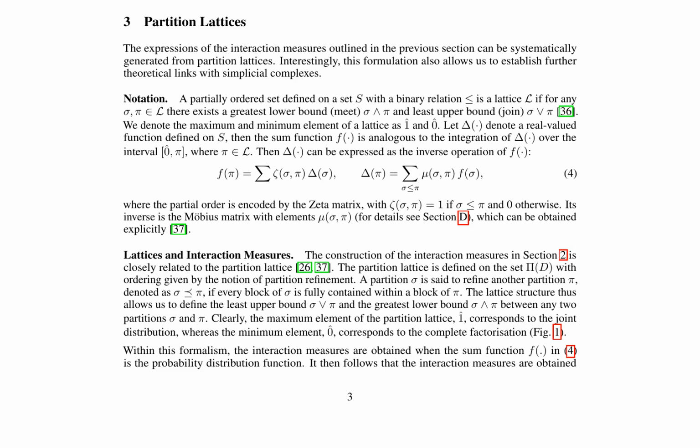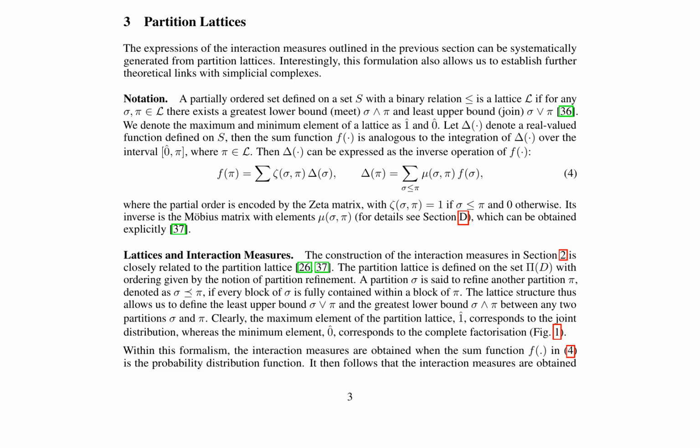The authors also introduce the concept of partition lattices, which can be used to systematically generate the interaction measures. A partition lattice is a partially ordered set defined on a set of random variables, where the ordering is given by the notion of partition refinement. The authors show that the interaction measures can be obtained by defining a sum function on the partition lattice, which is analogous to the integration of a real-valued function over the interval [0, π]. The partition lattice structure allows for the definition of the least upper bound and greatest lower bound between any two partitions, and the interaction measures are obtained when the sum function is the probability distribution function.